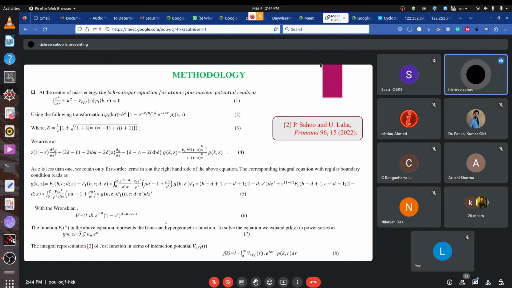To solve the equation, we have to expand g(kz) in a power series as given in equation 7. Using equations 6 and 7 in equation 5, we arrive at equation 8, which is the integral representation of the Jost function in terms of the interaction potential V effective r. The Jost function F k is equal to 1 plus the integral from 0 to infinity of V effective r times e to the power ikr times phi kr dr.